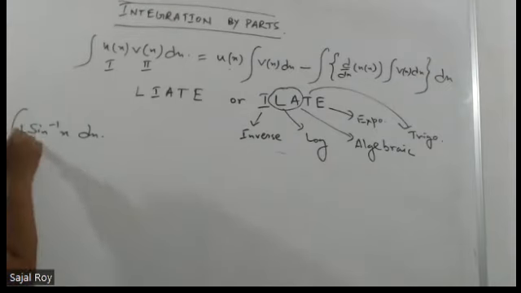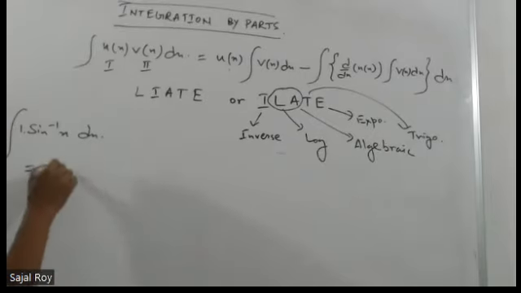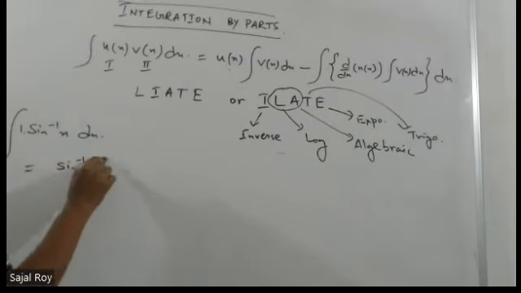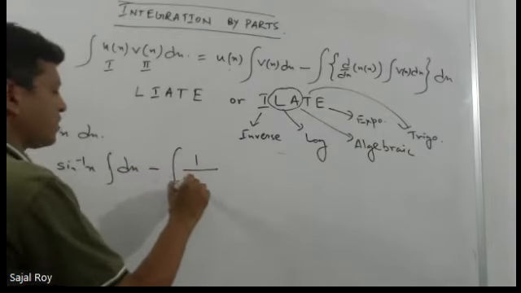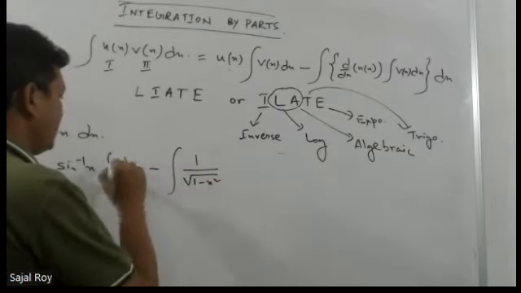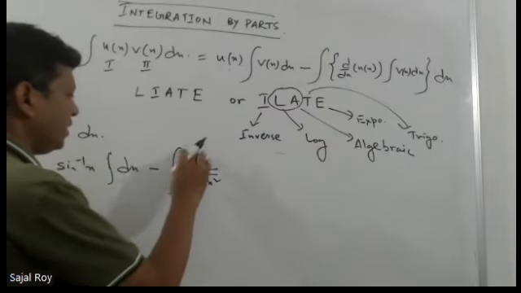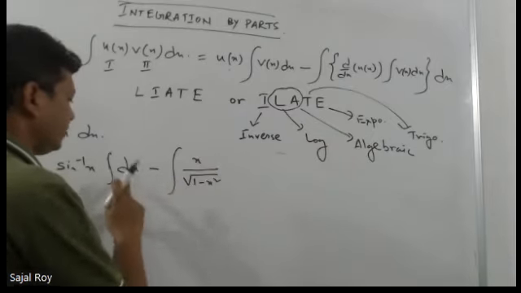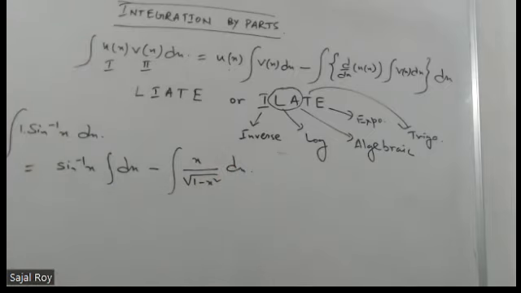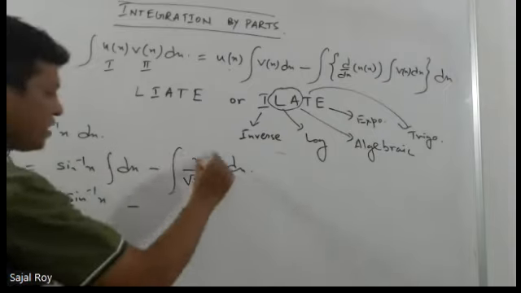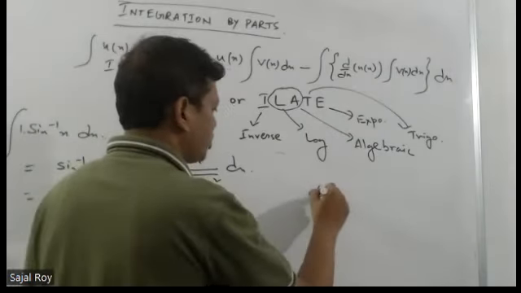We can simply do 1 into sine inverse x. Sine inverse x is the first function. Minus the derivative of sine inverse x, which is 1 over root over 1 minus x square, and this integration will be x dx, right? That is x sine inverse x minus, for this integration you have to substitute.